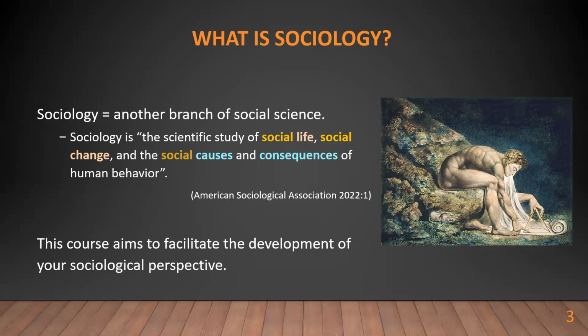Now, the broad definition of sociology would go like this. It's a branch of social science, along with philosophy, psychology, etc., anthropology too. So sociology, to make it different from all these other social sciences, defines itself as a scientific study of social life, social change, and the social causes and consequences of human behavior. And that is the definition by the American Sociological Association, quite fresh, 2022. And this is what this course actually aims to do.